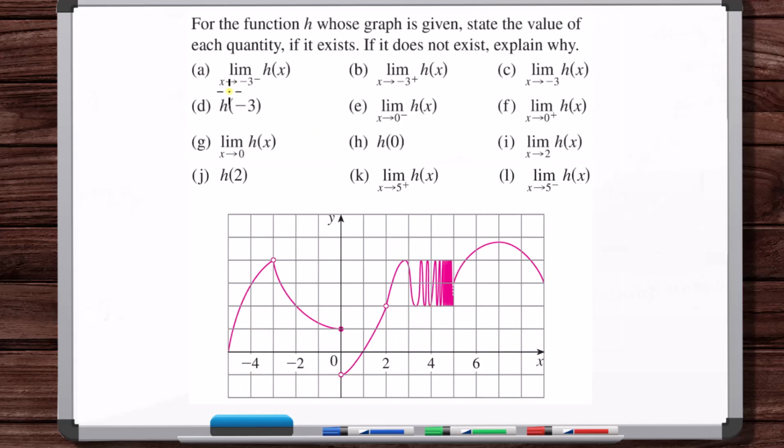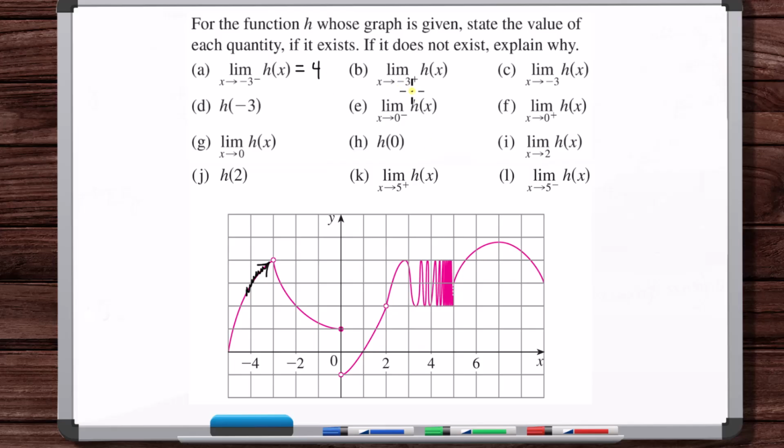Okay, this is h of x. What is the limit as x approaches minus 3 coming from the left side of minus 3? So we're approaching 1, 2, 3, 4.